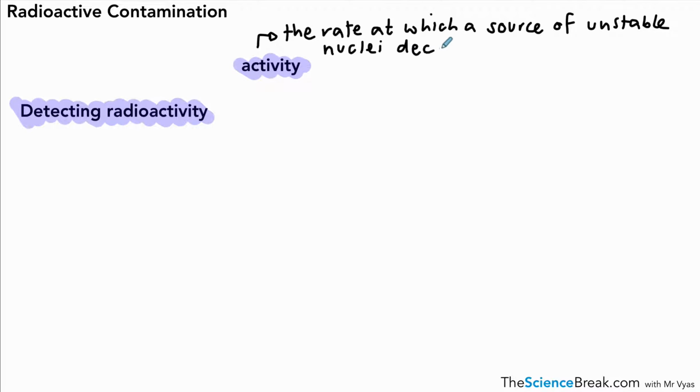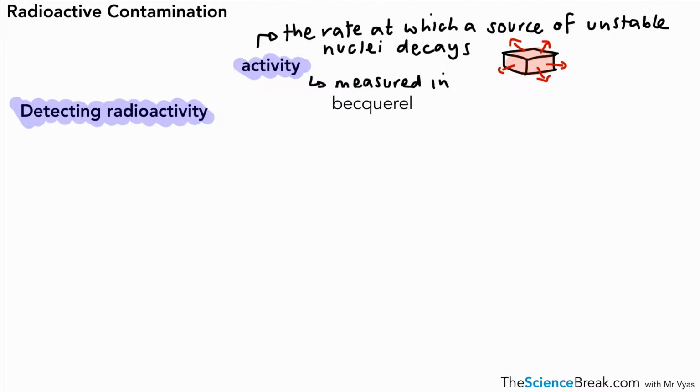So if we have a material, for example, a little diagram of a material there, that's decaying, or it has unstable nuclei that are decaying by giving out radiation, the speed at which that happens is called the activity. And there is a special unit we use for this activity, and it's called the becquerel. Becquerel, and the abbreviation is a capital B with a small q.